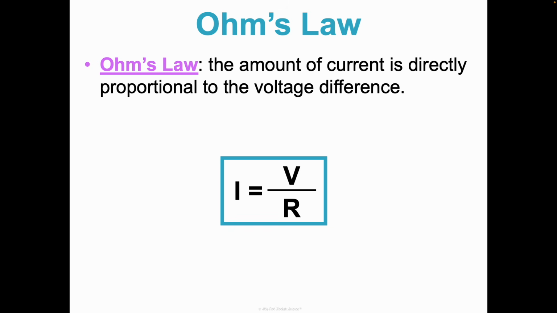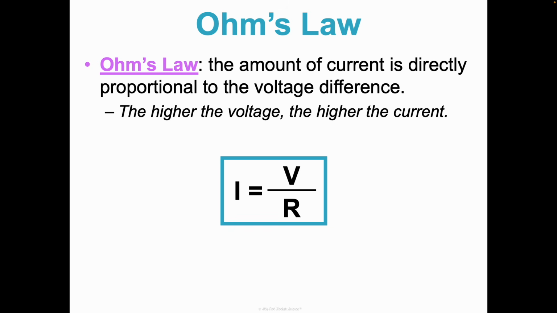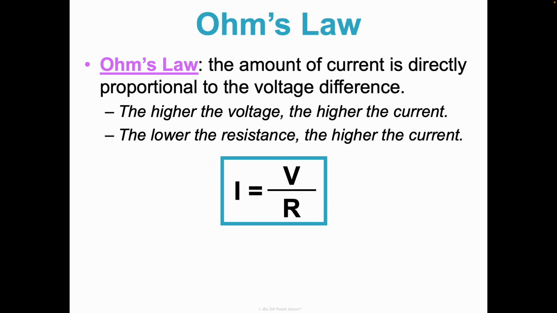It's written as I equals V over R. The higher the voltage, the higher the current, which we know, remember we talked about the slide, the greater that voltage difference, the greater that potential difference, the faster you'll go, the greater the current. And then also the lower the resistance. If there's less resistance, the current will be higher.